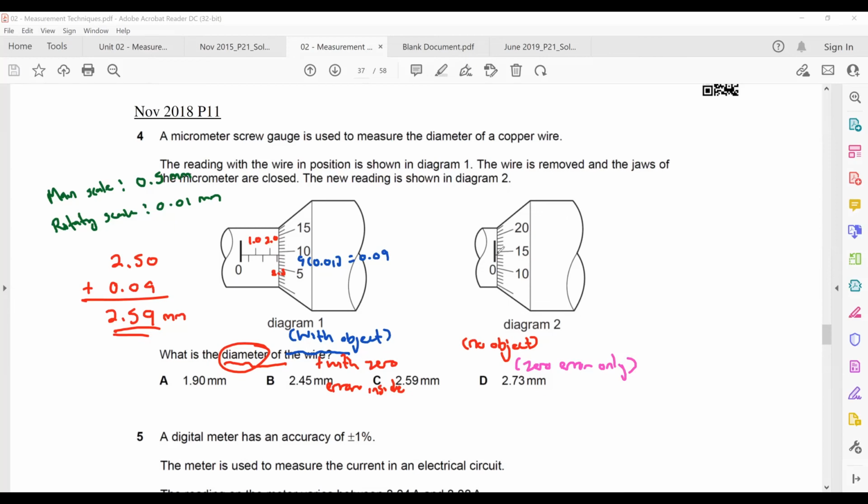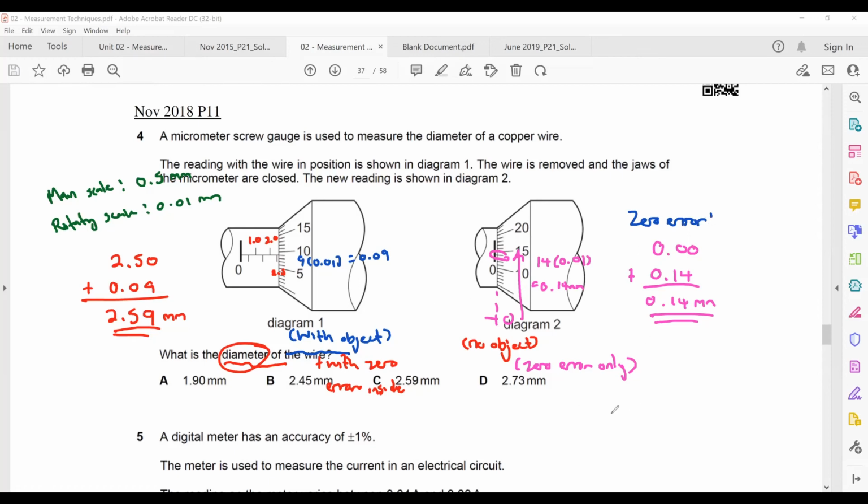The main scale reading just right before the rotating scale is just 0. But what is the rotating scale reading that aligns with the main scale? You see this is 14, right? Your 0 is probably somewhere here on the rotating scale. So you read from there onwards to here, you notice that this one is 14. 14 times 0.01 gives you 0.14 millimeter. So this 0.14 millimeter is your zero error.